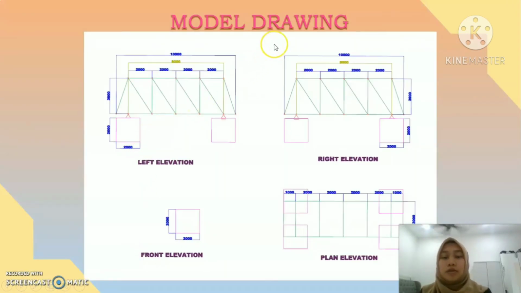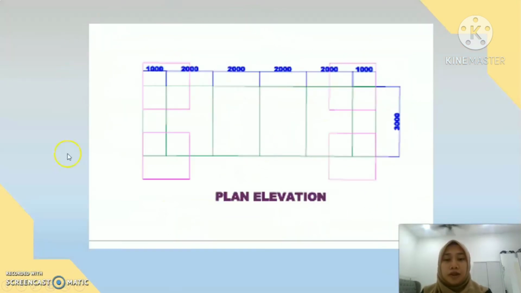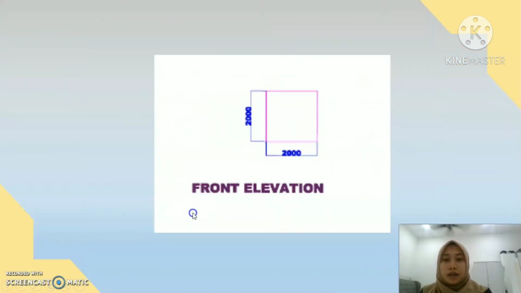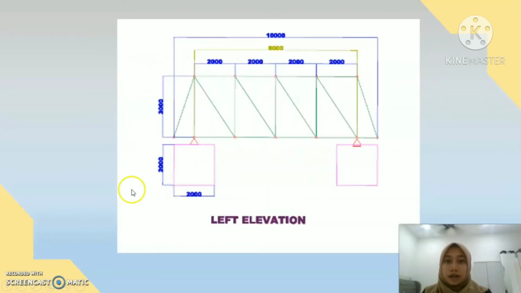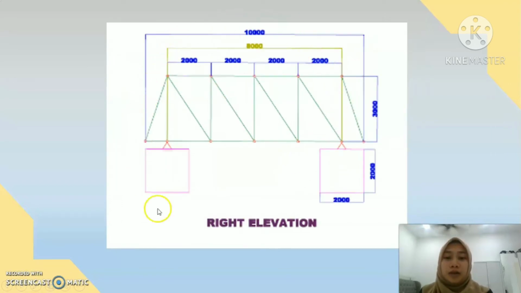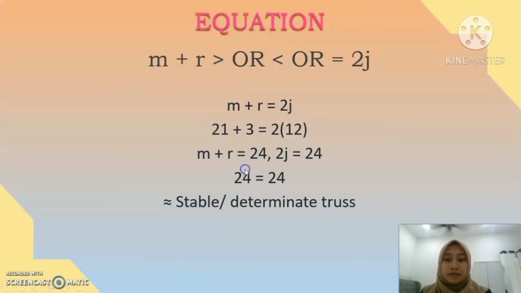For model drawing, we're using AutoCAD. So there are 4 elevations for this model. The first one is line elevation. Second one is front elevation. Third one is left elevation. And the last one is right elevation.